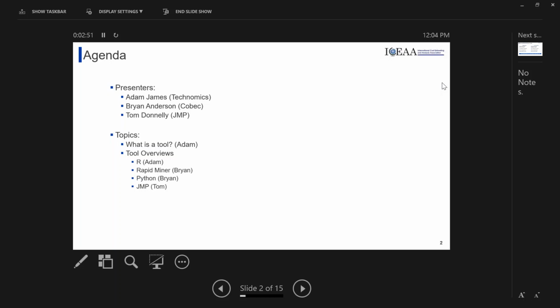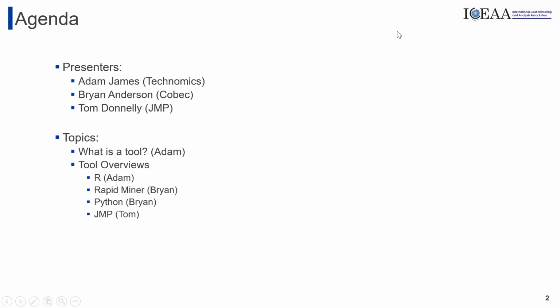Okay, well, thanks, Brian. Thanks for the introduction. So just to overview here, the presenters will be myself, Brian, and Tom. And the topic we want to cover today is machine learning tools. What are they? I'm going to go over what is a tool, because it's not exactly clear what a machine learning tool might actually be. There's many ways to think of it. And then I'm going to go over R and pass it on to Brian, who will talk about RapidMiner and Python for a bit. And then Tom is with JMP, so he can help go through some of the details with JMP. So next slide here.